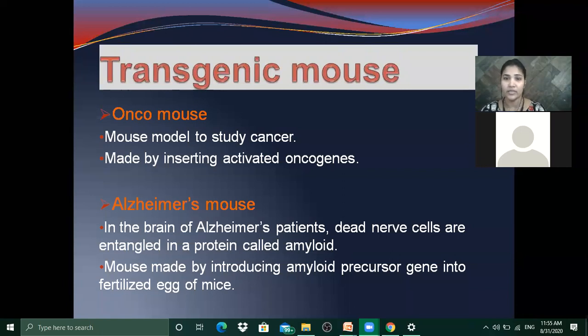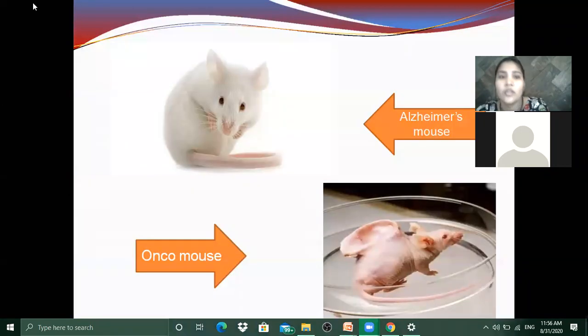Then we have the Alzheimer's mouse. In the brain of an Alzheimer's patient, dead nerve cells are entangled in a protein called amyloid. So the mouse is made by introducing the amyloid precursor gene into the fertilized egg of the mice. Then you will get a mouse which will already have this Alzheimer's disease. So this is how they look. This is the Alzheimer's mouse, and this is the mouse.